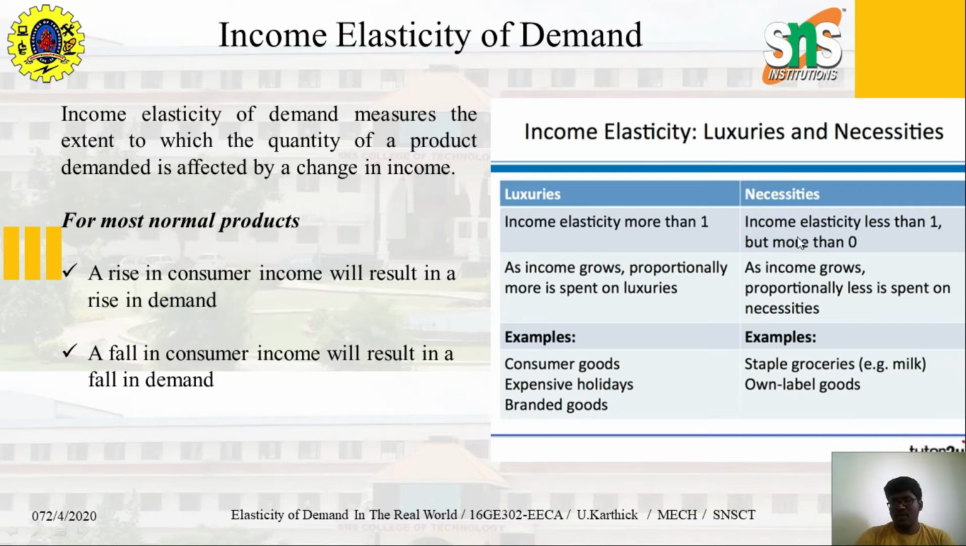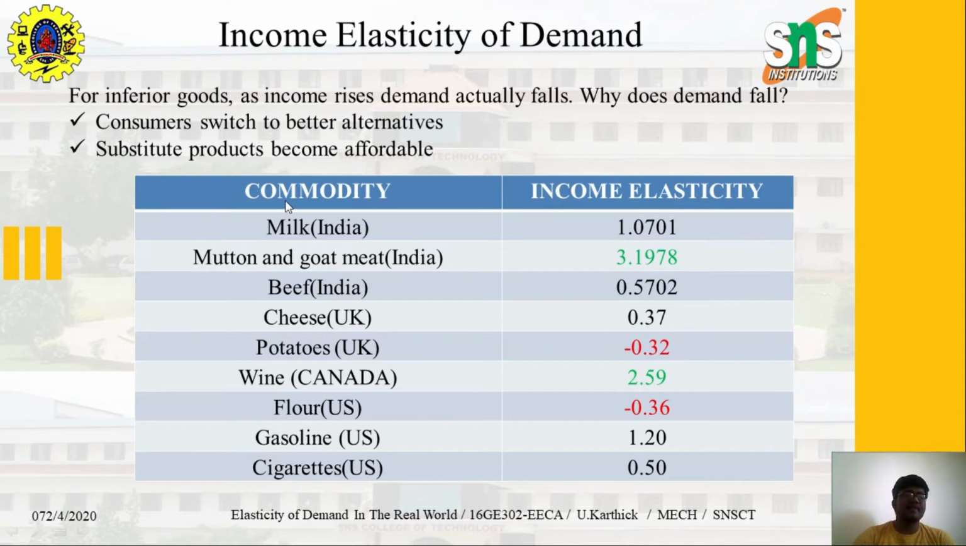If it is less, he goes for, for example, milk and own label goods, that is substitute goods. He will choose only substitute goods, right? So we'll see the trend for income elasticity of demand here for commodity milk, mutton for various countries.